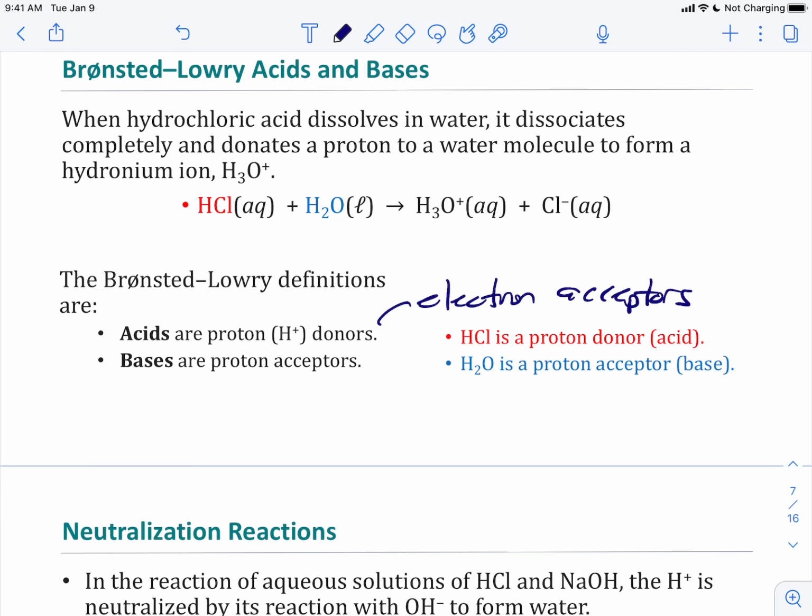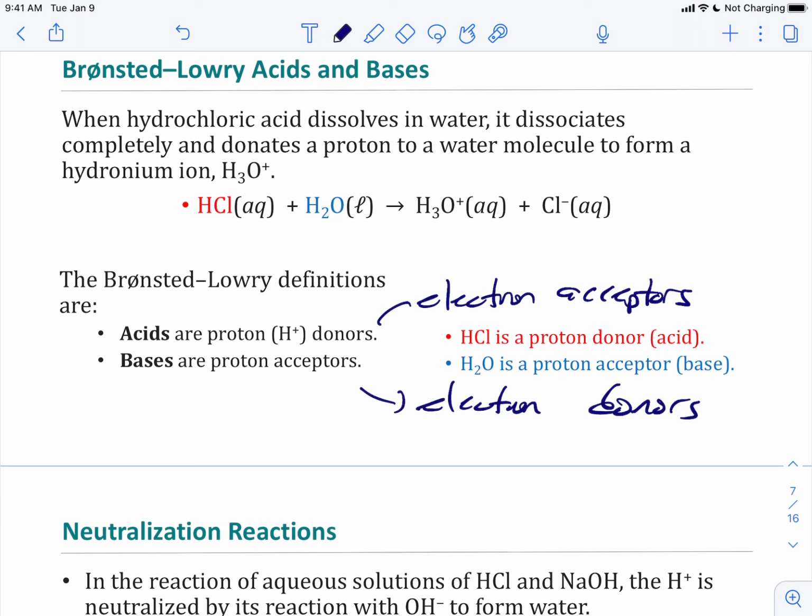Bases are proton acceptors or electron donors. The electron definition is the better one because it applies to all things, where the protons don't always, because there are species that don't have any protons that are acids. But for right now, in this particular reaction you're looking at, hydrochloric acid donates its proton to water. In this case, water's a base. It picks up that proton.